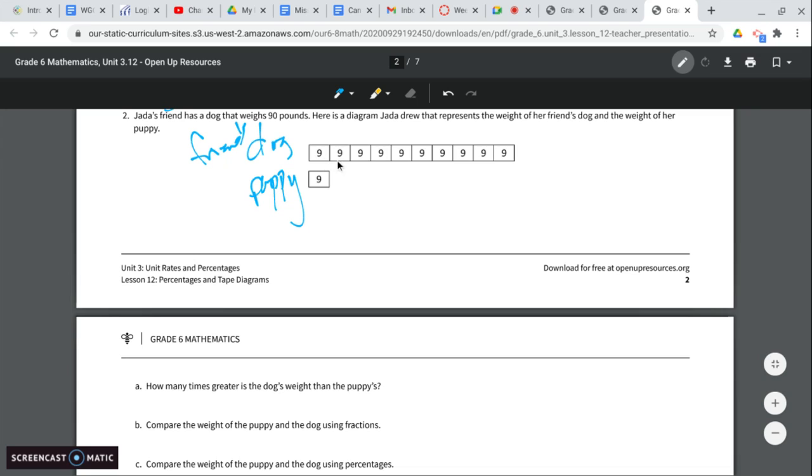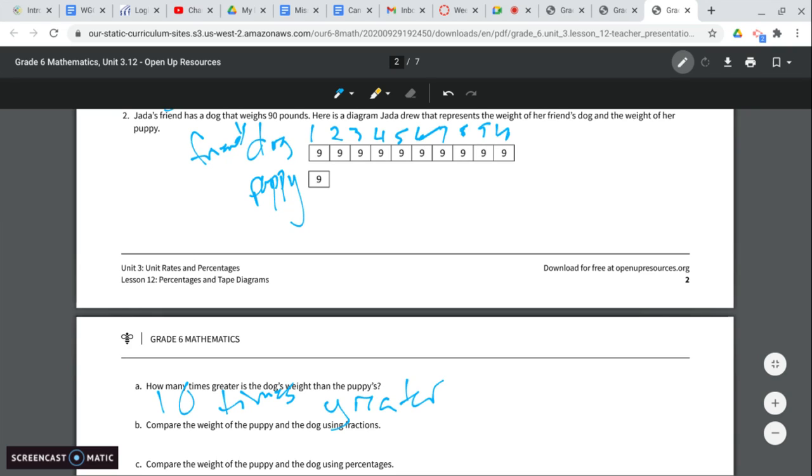So how many times greater is the dog's weight than the puppy's weight? If we look at this, how many of these boxes do we have? Well, 1, 2, 3, 4, 5, 6, 7, 8, 9, 10. So that means it's 10 times greater.